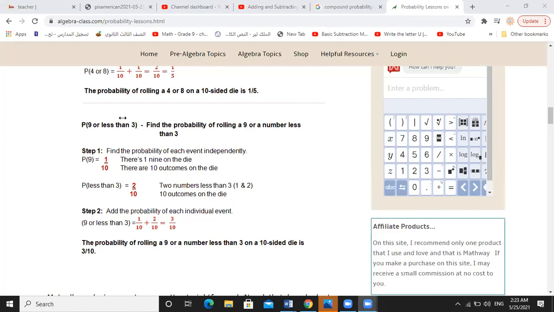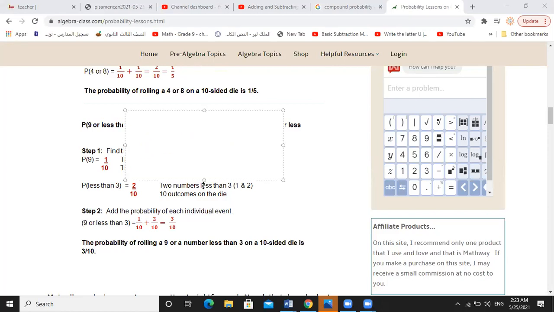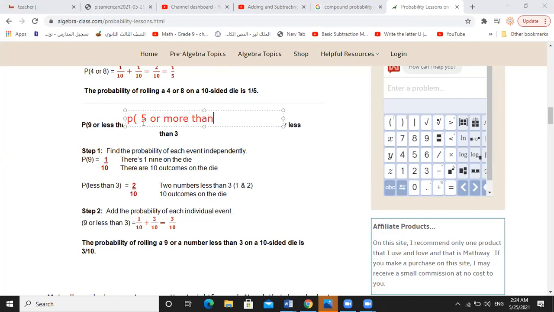Let me give you a question and I'm waiting for your answer. We are going to make ranks. I'm looking for this question also. I'm looking for the probability of 5 or more than 7.